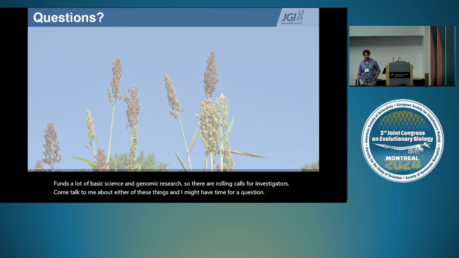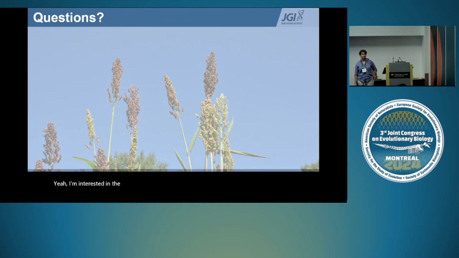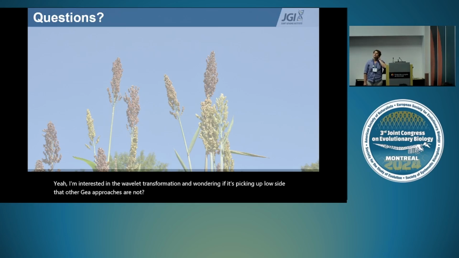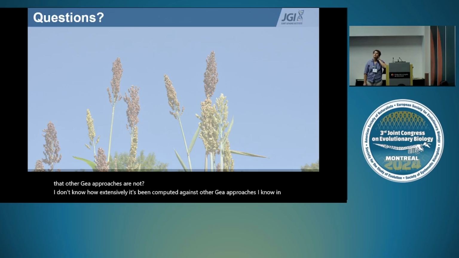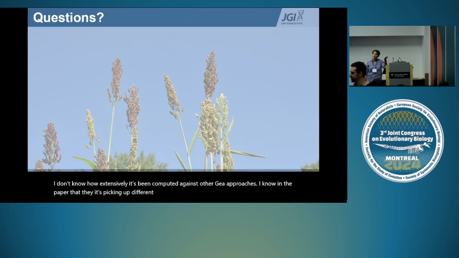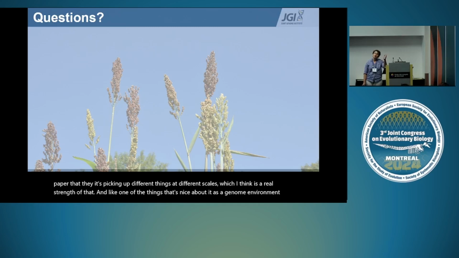Yeah. I'm interested in wavelet transformation and wondering if it's picking up loci that other GEA approaches are not. I don't know how extensively it's been competed against other GEA approaches. I know in the paper that it's picking up different things at different scales, which I think is a real strength of it. And one of the things that's nice about it as a genome environment diversity approach is you might not know a priori which environmental variables are important, so it might be drawing your attention to things that are happening at scales you weren't considering.